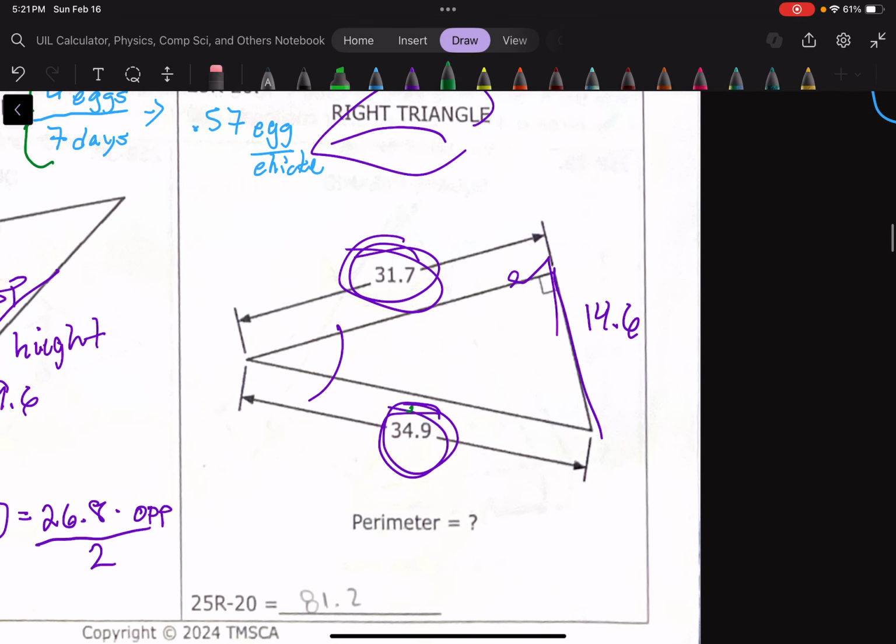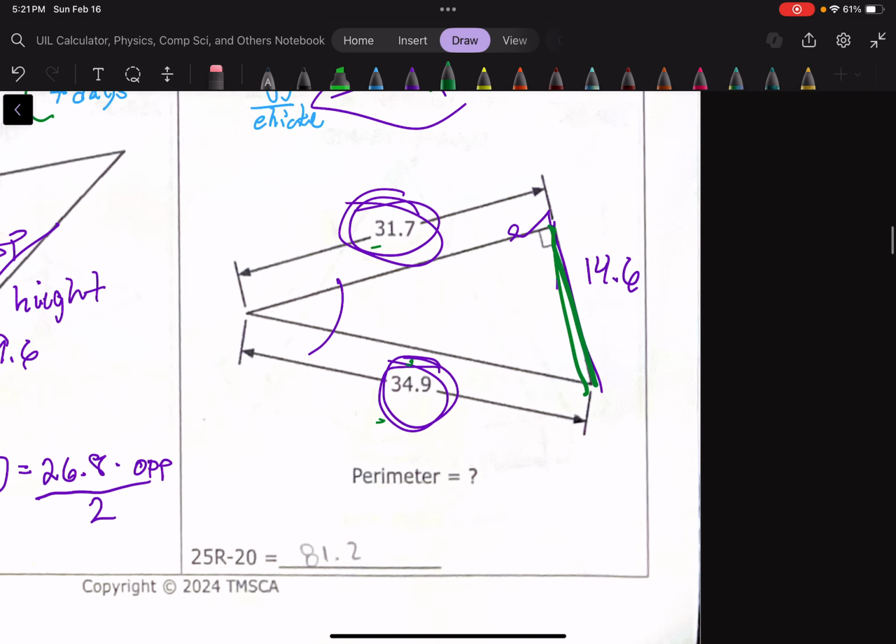Number 20 wants the perimeter. They give us 2 sides. We need to find the third side. Good thing it's a right triangle. We do the Pythagorean theorem to find out this side. And then from there, we add the 3 values.